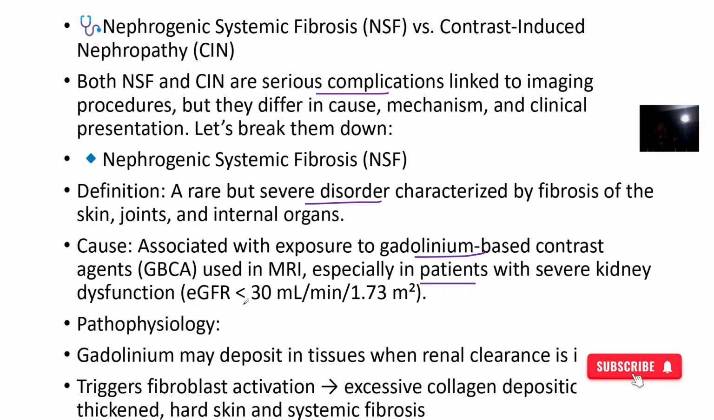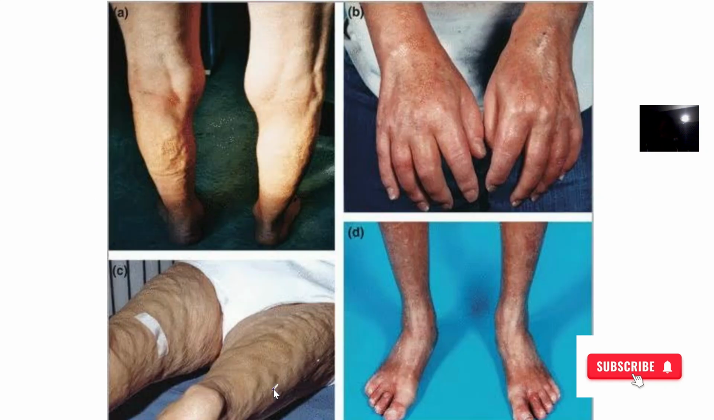So a patient has a bad kidney, and you give gadolinium. The kidney is supposed to excrete it out, but the kidney is not able to excrete the gadolinium out. It accumulates in the body and causes a lot of issues, right? So, pathophysiology: gadolinium is deposited in tissues. That's when the kidneys are not working fully well, all right? So renal clearance is impaired. This will trigger fibroblast activation, so there's excess collagen deposition. This will now lead to thick and hard skin, okay? So generally in the system, you are having dead tissues.